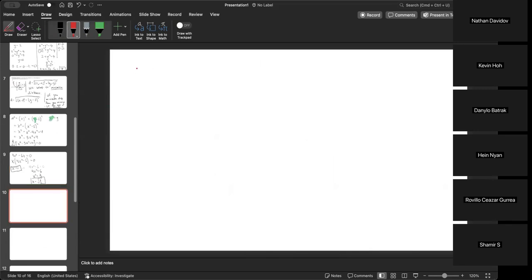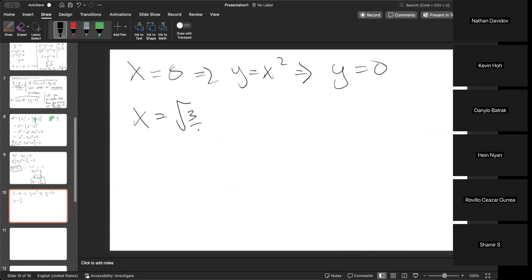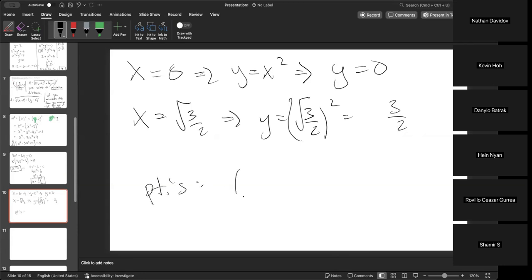So if x equals 0, that tells me that since y equals x squared, y equals 0. And if x is equal to the square root of 3 over 2, that implies that y is equal to the square of the square root of 3 over 2, which is just 3 over 2. So the points which minimize this distance will be the origin and square root of 3 over 2, comma, 3 over 2.